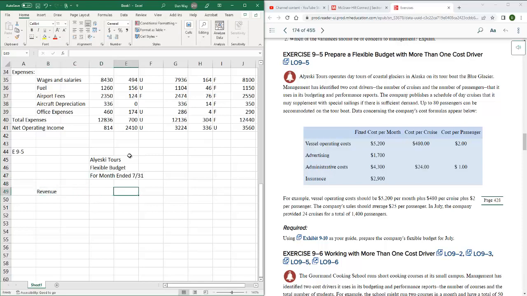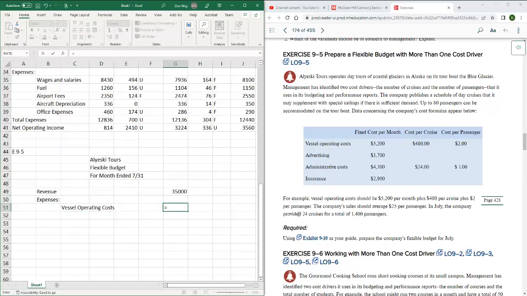So let's start off with revenue. Now our ticket price is expected to be $25, so the flex budget would reflect total revenue of $25 per ticket times the actual number of passengers we served, which they told us was 1,400 there. Okay, so revenue should have been, quote unquote, $35,000. Now let's look at some expenses. First up, we had those vessel operating costs.